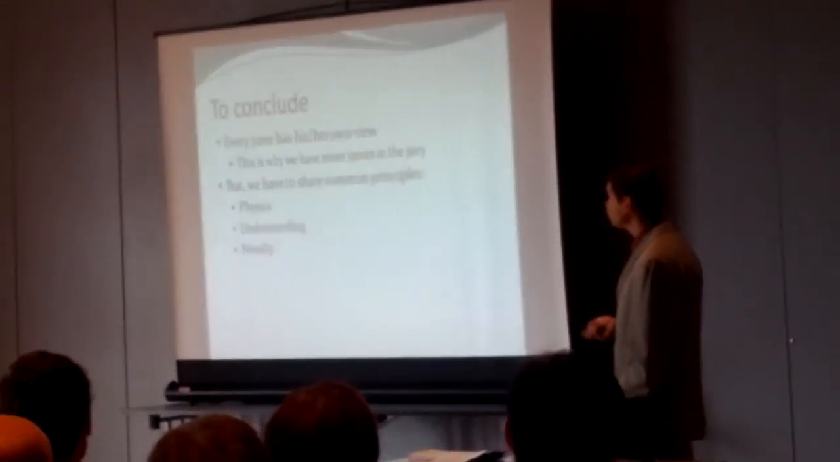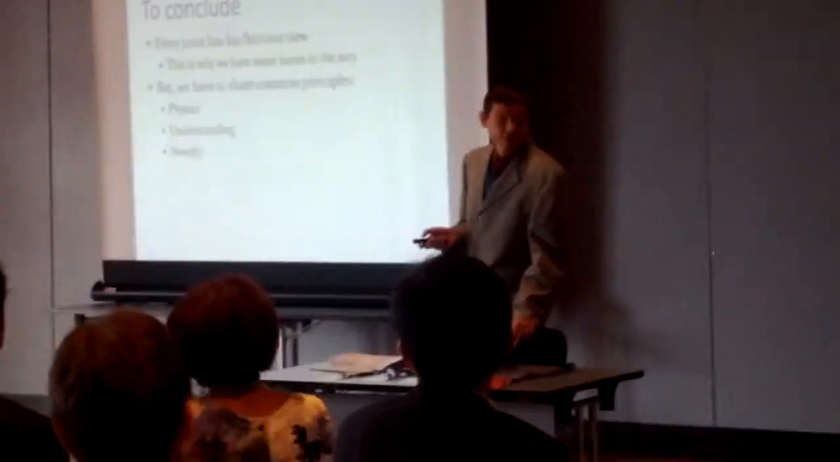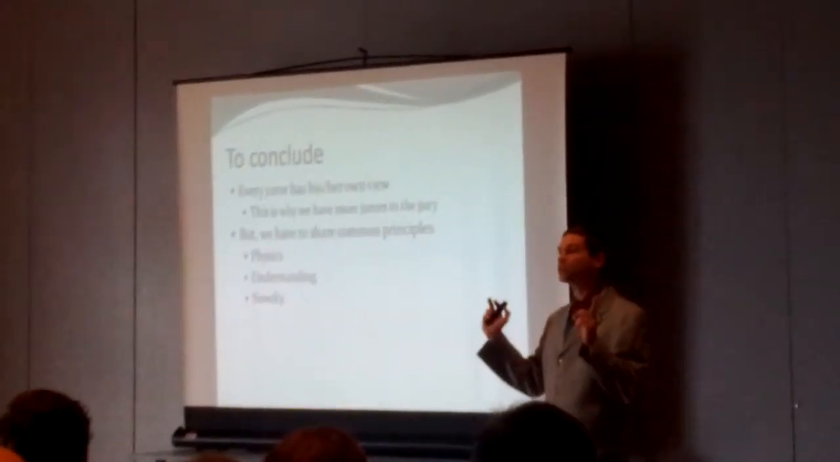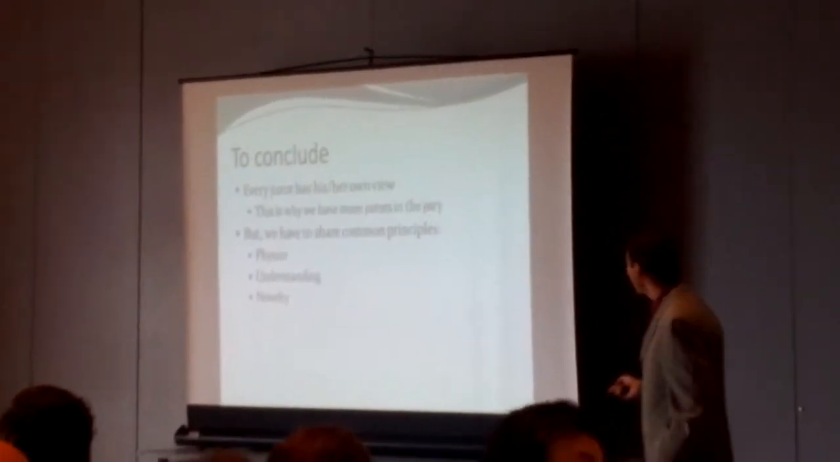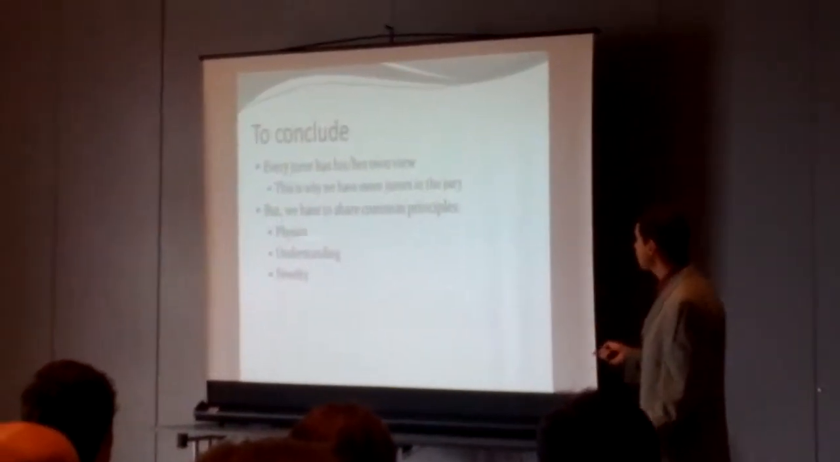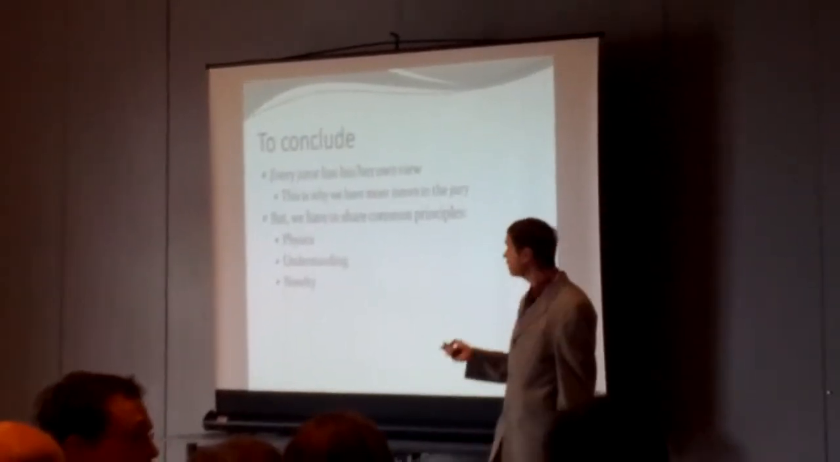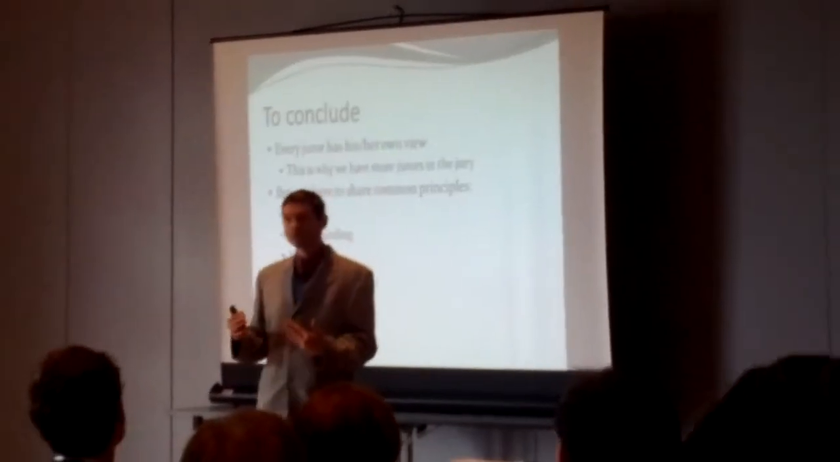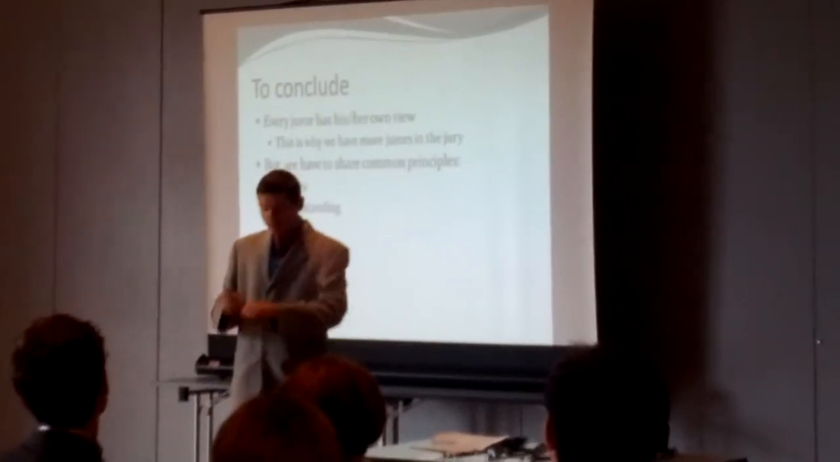And this is why we have more jurors in the jury. We don't just have 1 or 2. We have 5 or 6. 6, perfect. We have 6 jurors. And on top of that, the highest and lowest grades are taken with half of the weight. So don't be afraid to go up. But we have to share common principles: physics on the first stage, then understanding of the physics, and also novelty. Not only explaining what was done before, but bringing something new, at least experiments and things like this. Thank you very much.